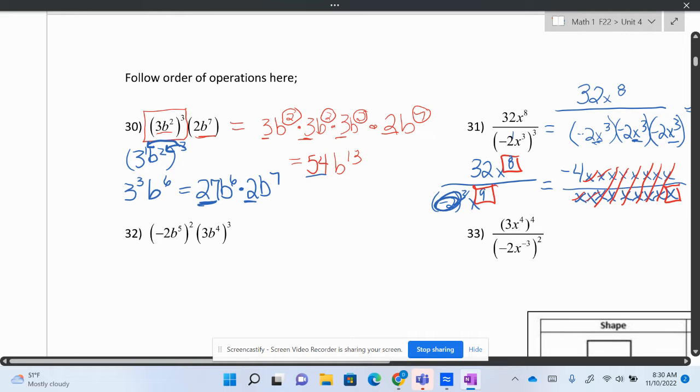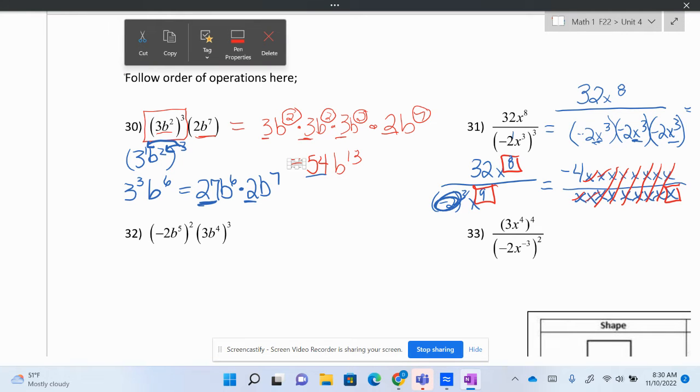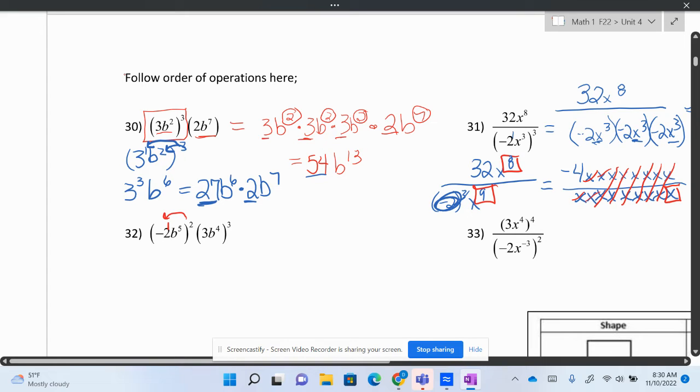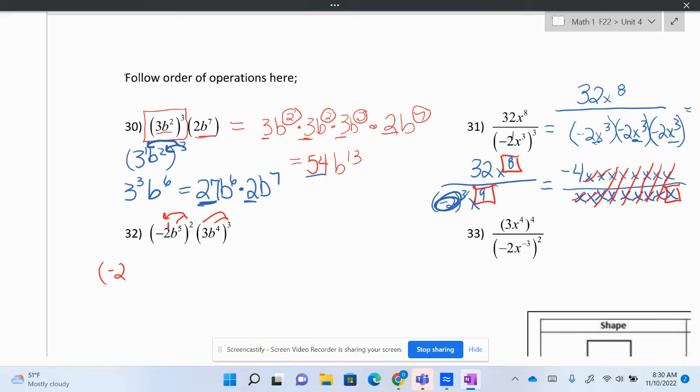All right. So let's look at this one. If I use the power to a power, like raising a power to a power, this is negative 2 to the power of what? What's 1 times 2? 2. This is b to the 5 times 2 is 10. Times, what's 3 times 1? 3 to the 3rd power. And what's 4 times 3? 12.